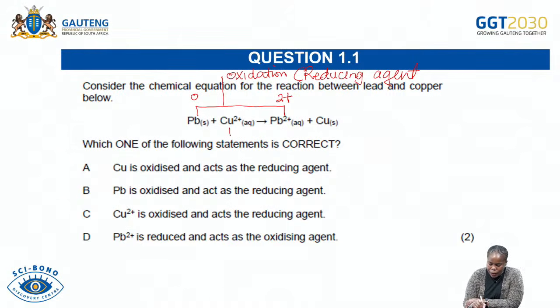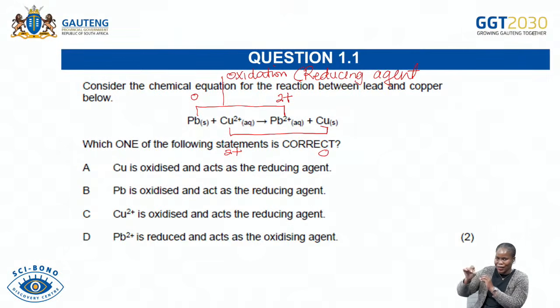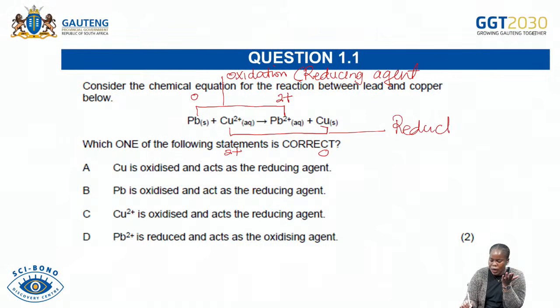Let's look at copper now. Copper had a 2+ oxidation number, and it went from 2+ to 0. So there was a decrease of the oxidation number. What does a decrease in oxidation number tell us? Reduction happened, okay? So I'm identifying two things here. Reduction happened, and if reduction happened, that means copper is our oxidizing agent.